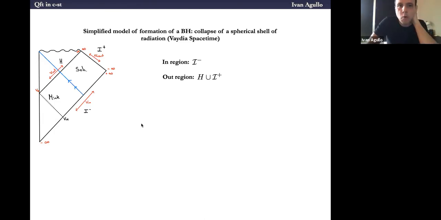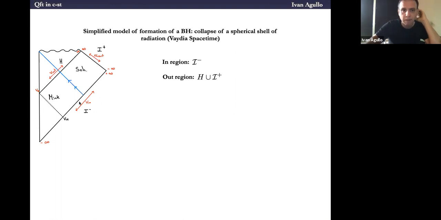So let me show you a simplified model of the formation of a black hole. To have Hawking radiation, you need the black hole to be formed dynamically. If you go to the Kruskal eternal extension, Hawking radiation doesn't happen naturally, but it appears naturally in the collapsing process, the dynamical situation. So this is called the Vaidya spacetime, and this is a black hole formed by this blue line. This is the Penrose diagram.